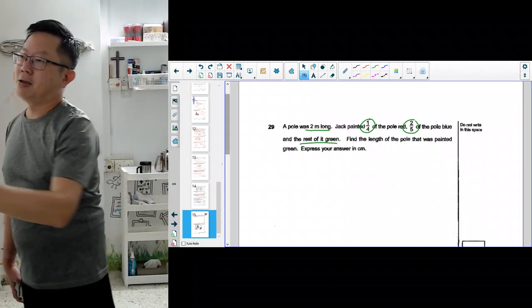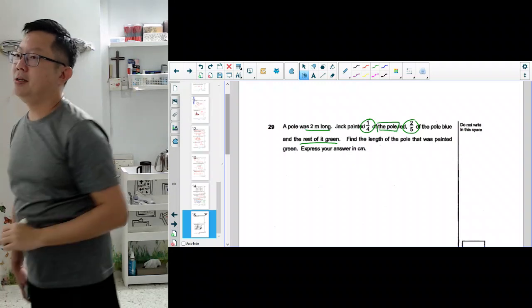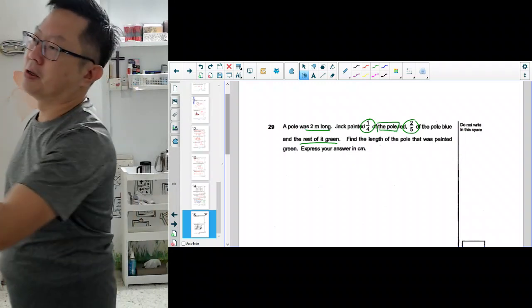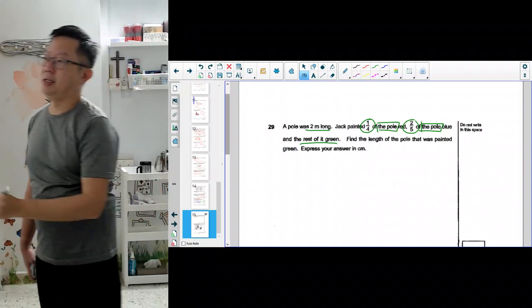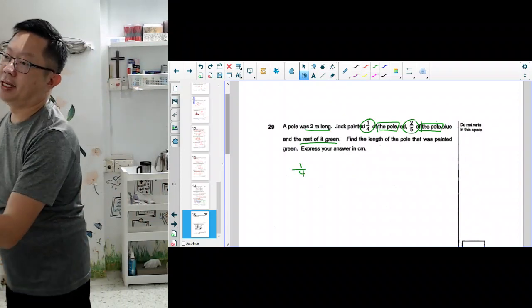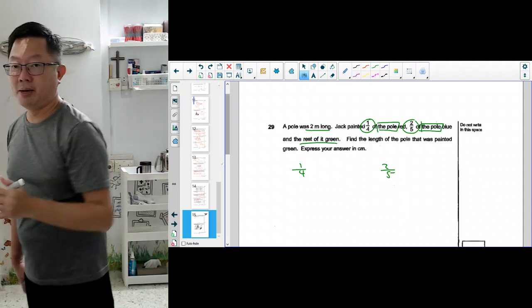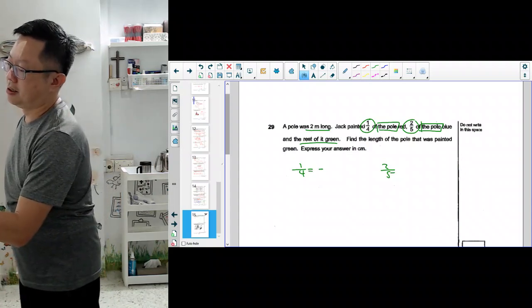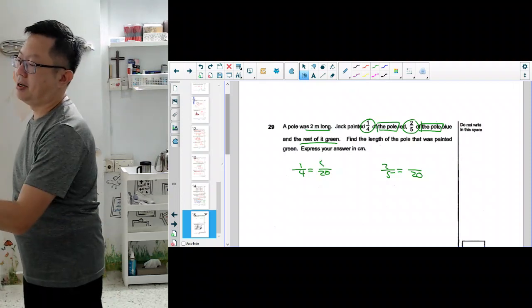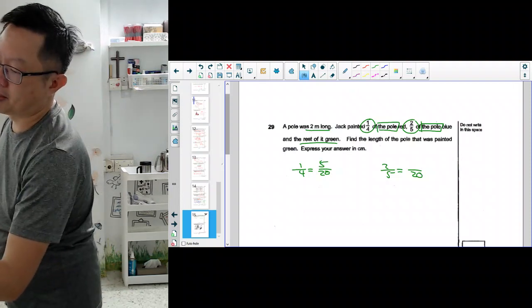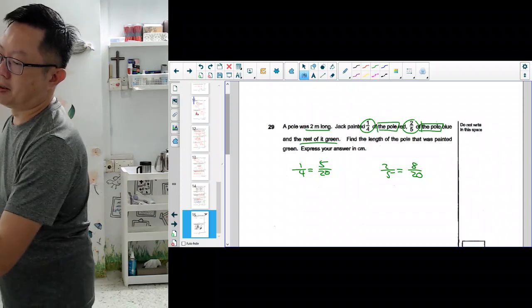So 1/4 is talking about the pole, alright, 1/4. And then 2/5 is also talking about the same pole. So they are talking about the same thing. So what do I do? I make the denominator the same because they are talking about the same thing. So that will be 20, and this is 20. So 4 times 5, 1 times 5, 5 times 4, 2 times 4.